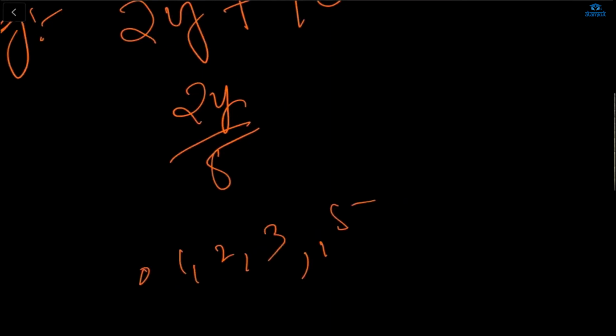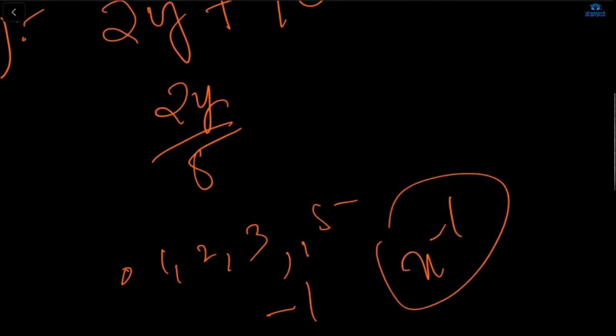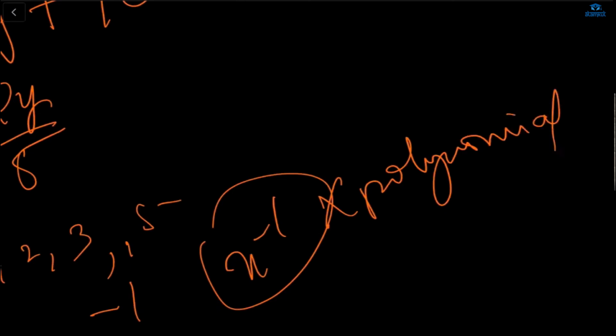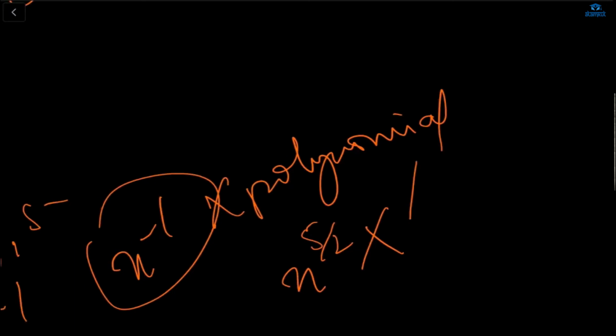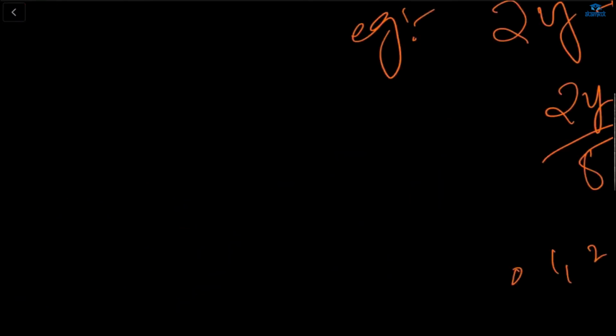You cannot write x to the power minus 1. This cannot be a polynomial. x to the power 5/2 cannot be a polynomial. Understood? Because the power is not a whole number. It is not non-negative. It should be a non-negative integer. Then only it is a polynomial.